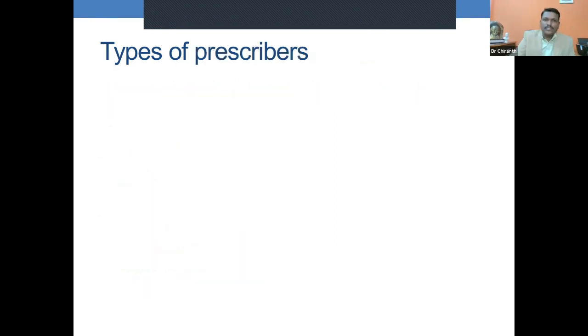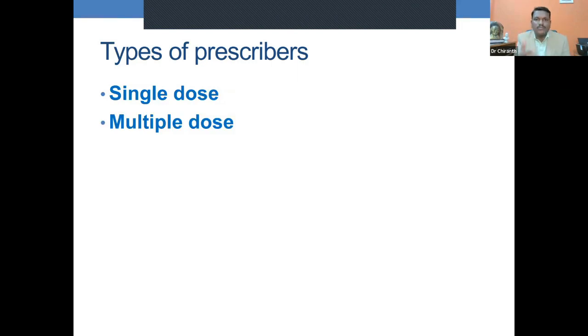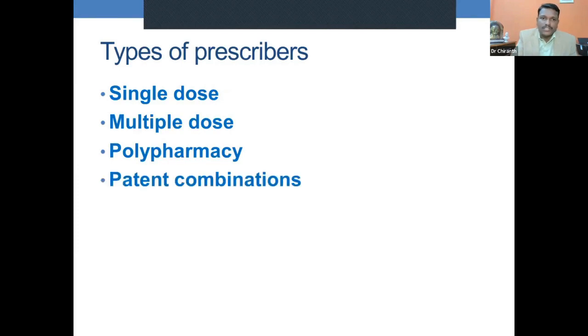Based on these types of schools, there are various kinds of prescribers also. People like to call themselves single dose prescribers. And there are practitioners who give multiple doses. There are practitioners who give different remedies, some together, some one after another. Some are using patent combinations. So this is how homeopathy presently is.